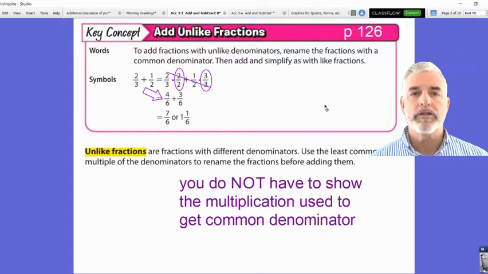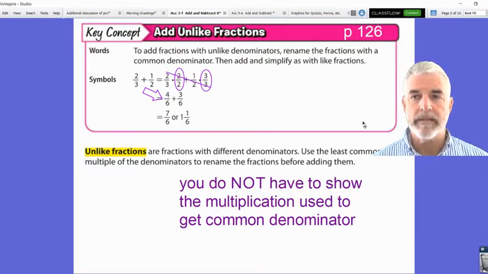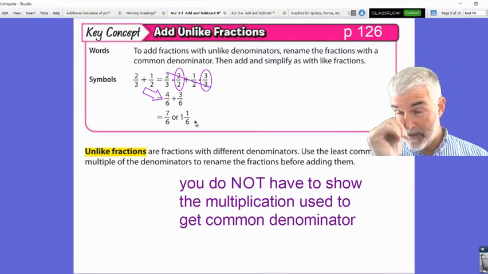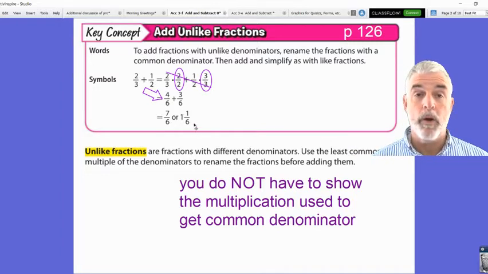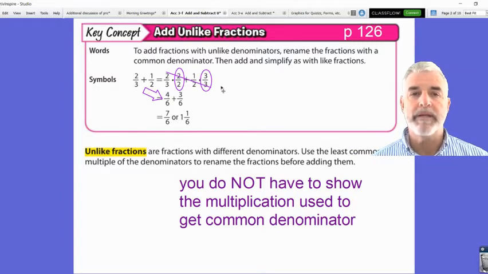Adding unlike fractions. When you add or subtract fractions, you must have a common denominator. The pieces of the fractions must be the same size. You can't add pieces that are different sizes. The denominator of the fraction tells you the size of the pieces, how many pieces there are in a whole, so they have to be the same.